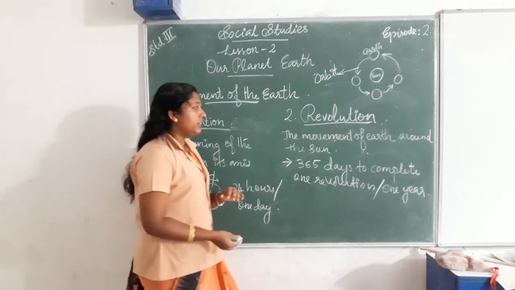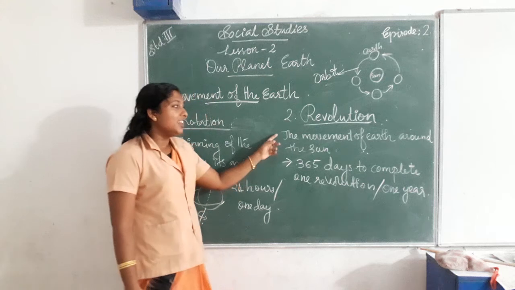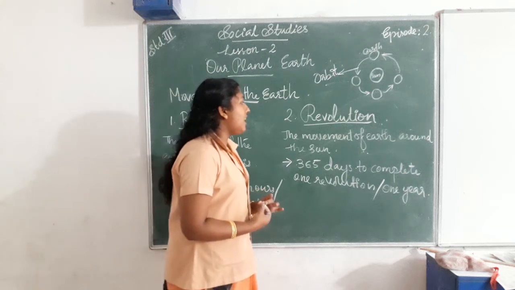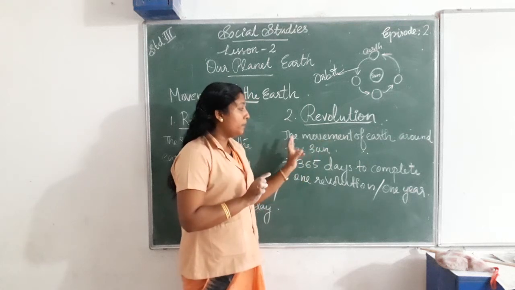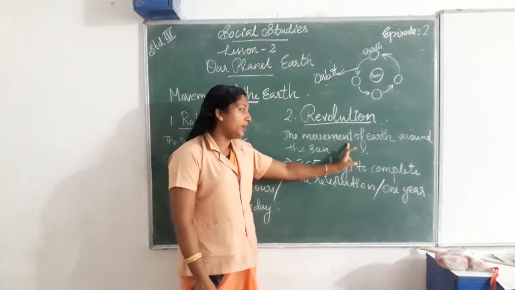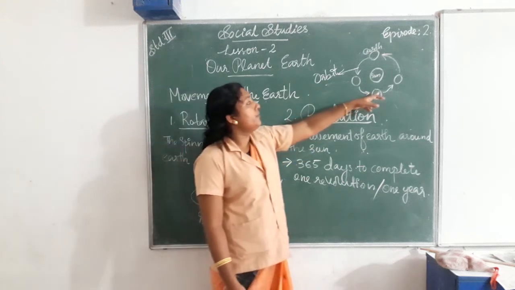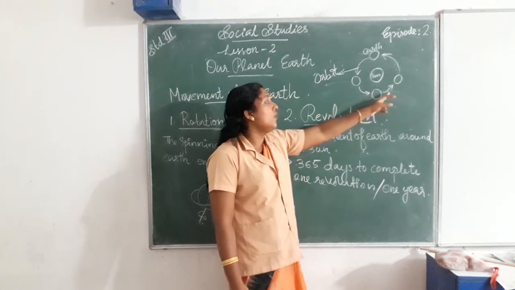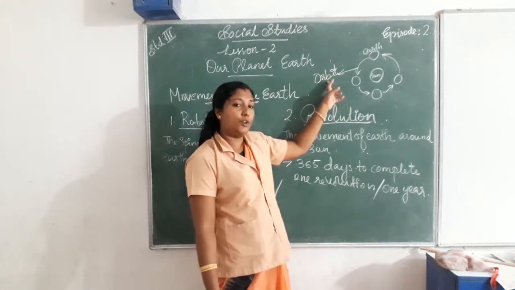The next way of movement is revolution. Revolution means the movement of earth around the sun. The movement of earth around the sun along a fixed path, we can call that path orbit.